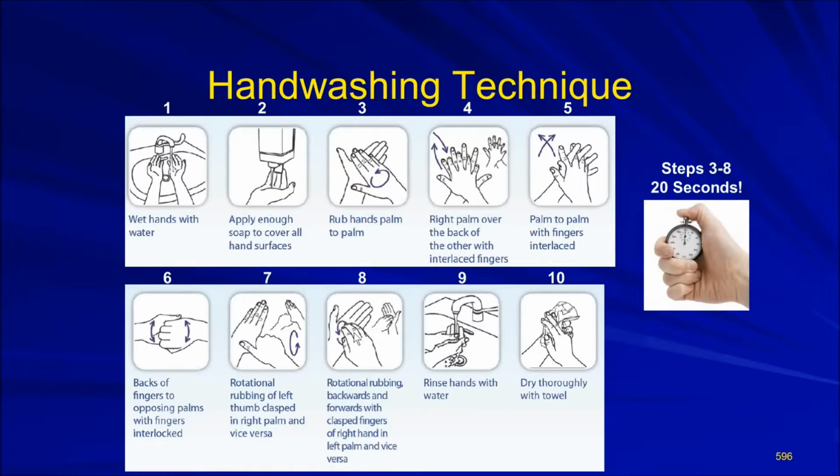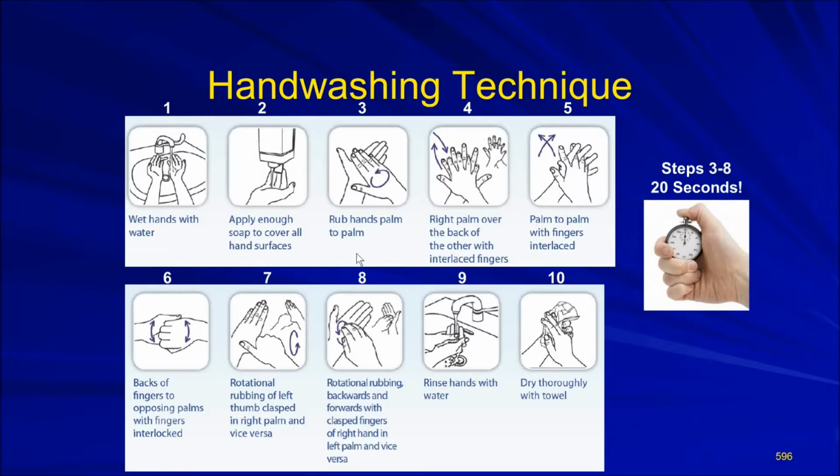So let's go through the steps real quick. Let's just go over those and discuss them as we go through. So step number 1, we want to wet our hands with water. Okay, that's pretty straightforward enough. Step 2, apply enough soap to cover all hand surfaces. So you should see soap suds, and you should see that there's enough soap to adequately cover the hand surfaces. Step number 3 is you want to rub the hands palm to palm, making sure that you cover all the front surfaces of the hands.